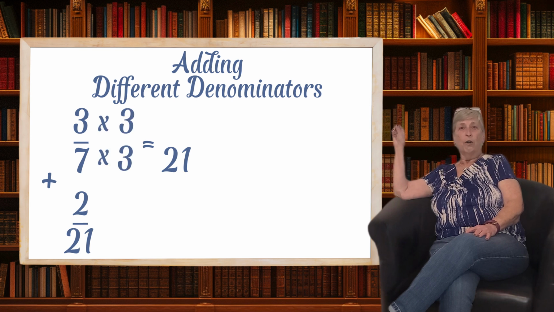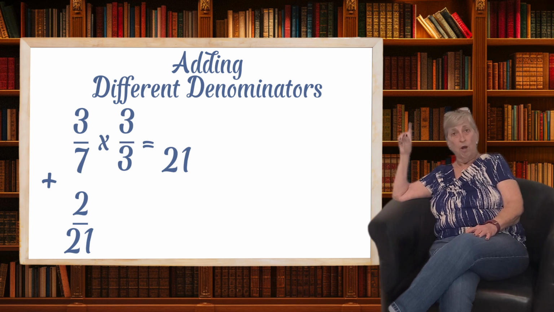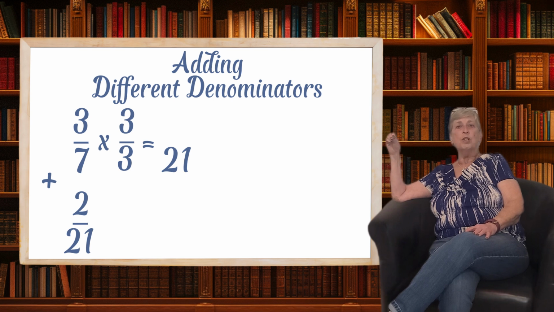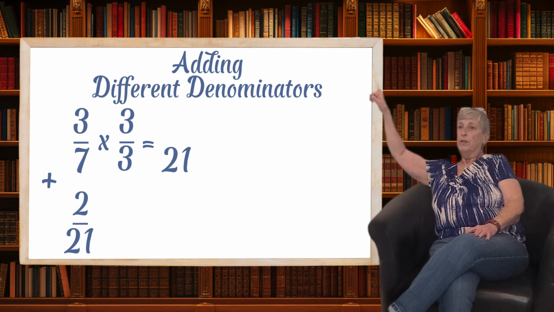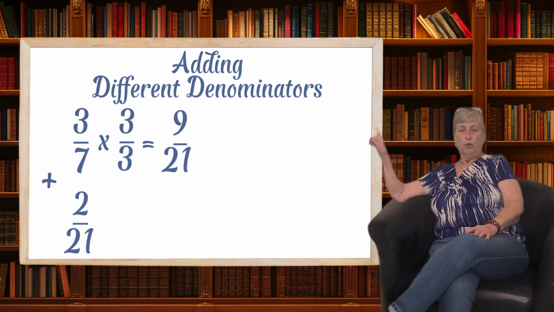Because when you convert a fraction to a different form, you have got to change both the top and the bottom by the same amount. In this case, by 3 over 3, because 3 over 3 is 1. That way you're not changing the value of the fraction, but just the form it's written in. So we're going to take 3/7 and multiply it by 3 over 3. 3 times 3 is 9. 3 times 7 is 21. So now we have 9 over 21 plus 2 over 21.